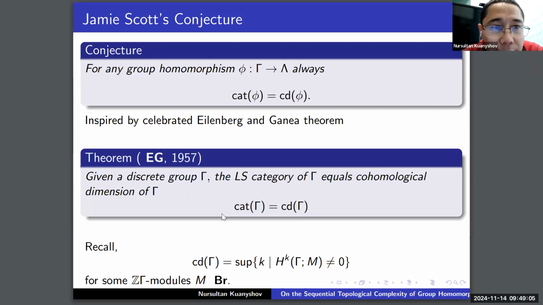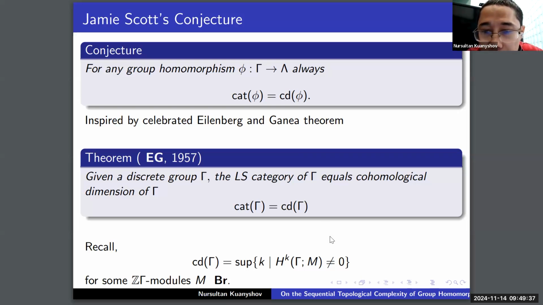Okay, so Jamie Scott in his paper stated the following conjecture. He said that for any group homomorphism, the LS category of the group homomorphism is the same as the cohomological dimension of the group homomorphism. He was inspired by the celebrated Eilenberg-Ganea theorem, which says that for a discrete group, the LS category of the group equals the cohomological dimension of the group.